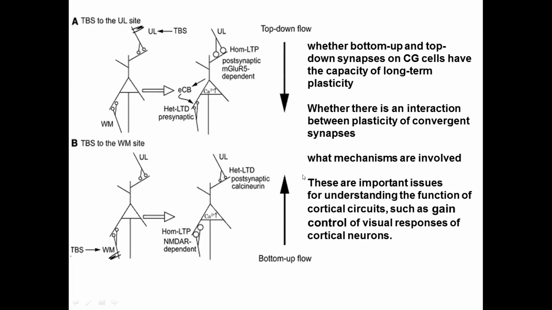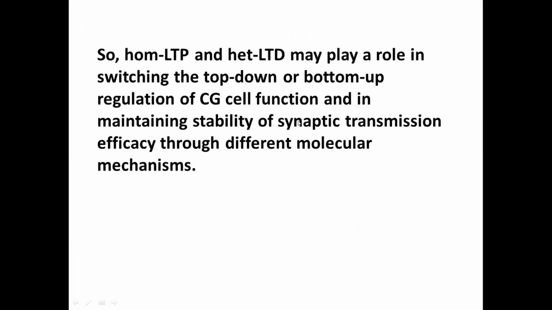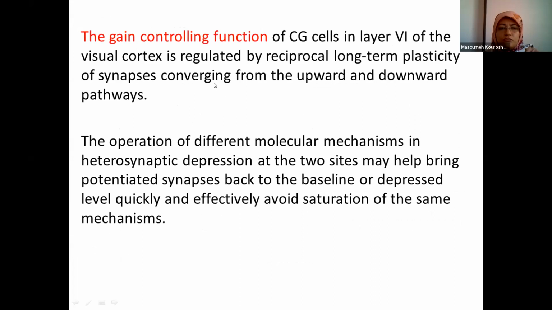This is top down and this is bottom up. So in this study, we could compare these two flows, bottom up and top down, and so we can explain the gain control function of CG cells in layer 6 that is regulated by reciprocal long-term plasticity of synapses converging from the upward and downward pathways.